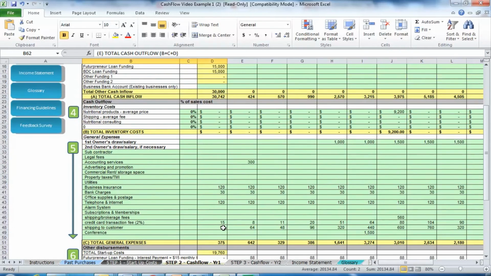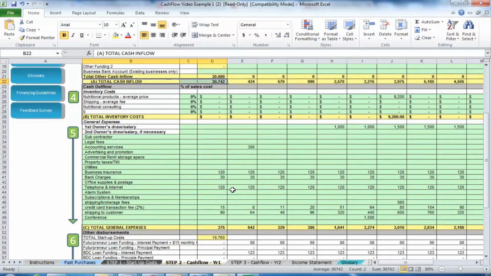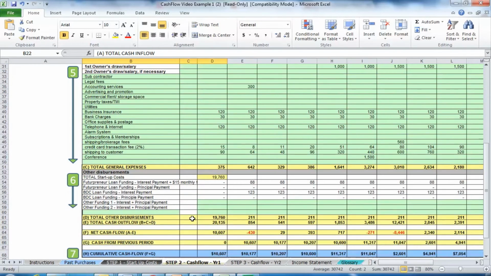And if we go back and we look at his inflow, which was $30,742, which is A, that is the difference that he's left with for that month, which is $10,607. That's a net cash flow. So you're always looking at money in, and then what's left over is your net cash flow.